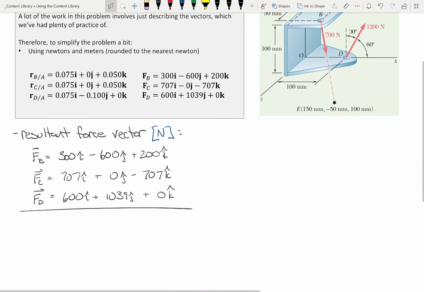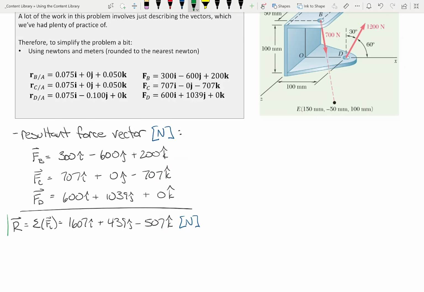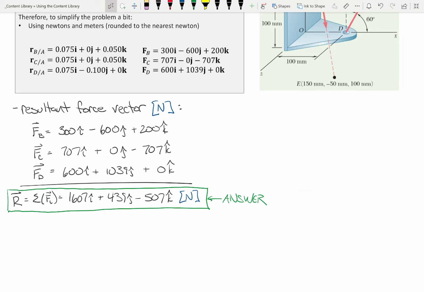If I want to define the resultant vector, that's pretty easy. If I have a series of forces, how do I find the resultant force vector? Just add them up, right? So the resultant force vector is just going to be adding all these up. So 300 and 600 is 900, 707, that's going to be 1607I. Plus, this is going to be 1039 minus 600, 439J. And then minus 507K. That's in newtons. That's my equivalent force vector. So again, once you describe them, it should be a pretty rote process, okay?